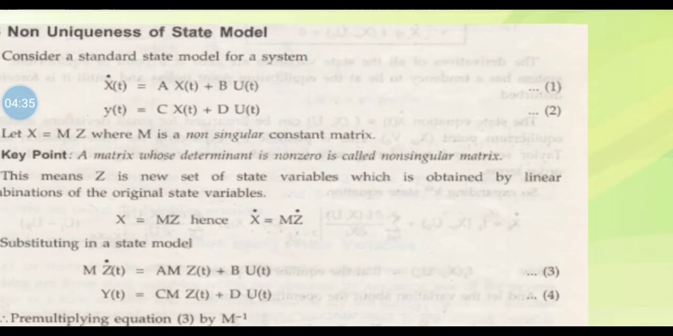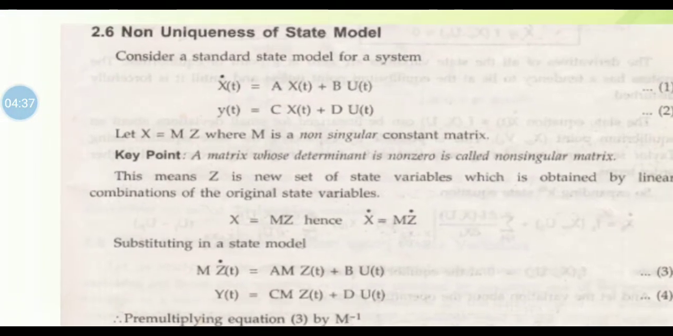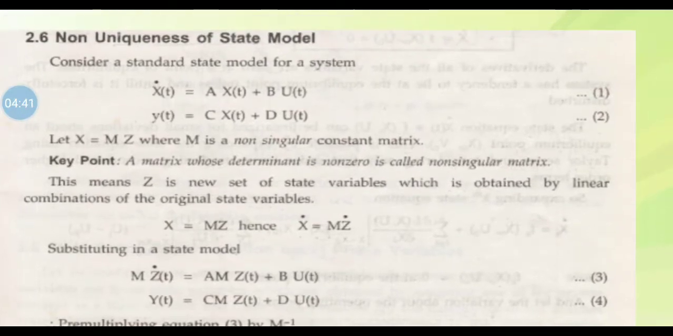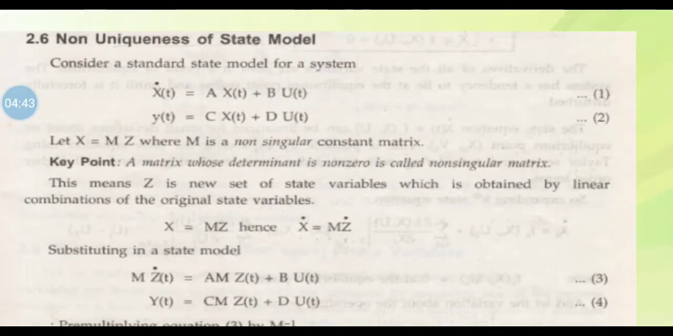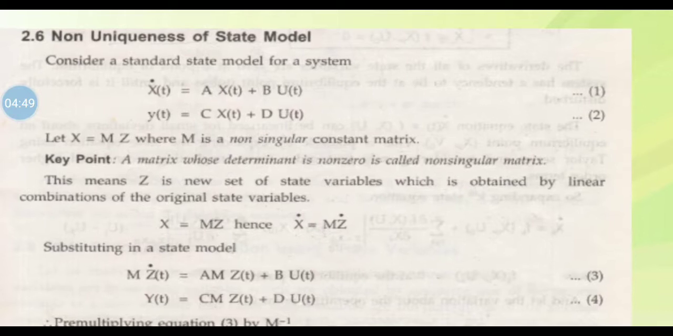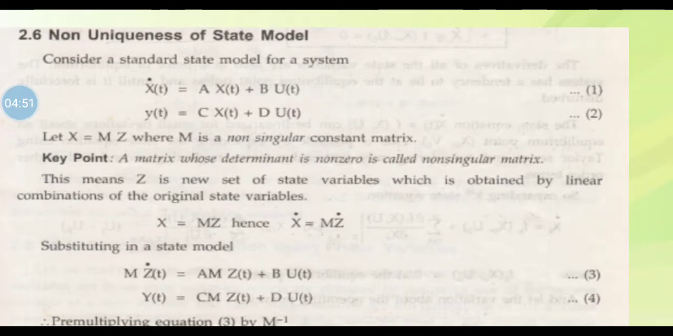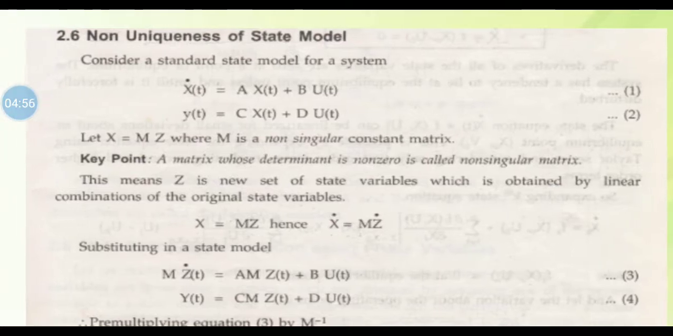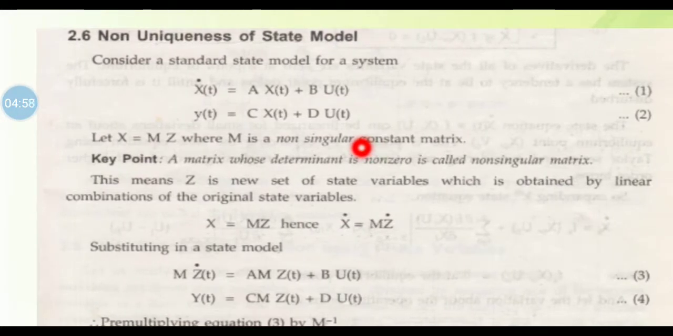So m is taken to be a non-singular constant matrix. The key point is that a matrix whose determinant is non-zero is called a non-singular matrix. So a non-singular matrix means a matrix whose determinant is non-zero.